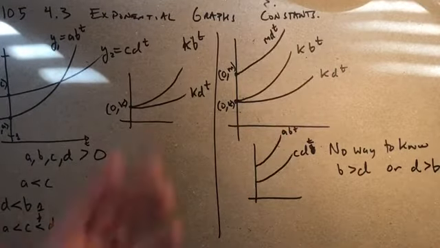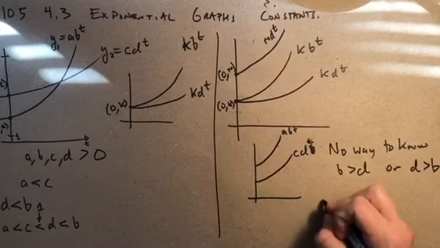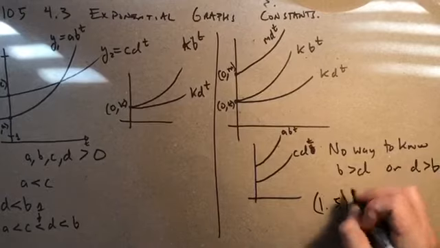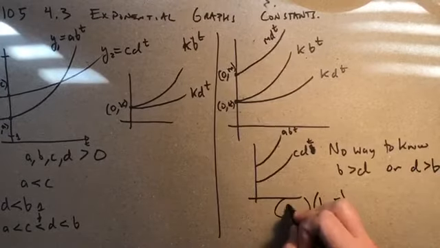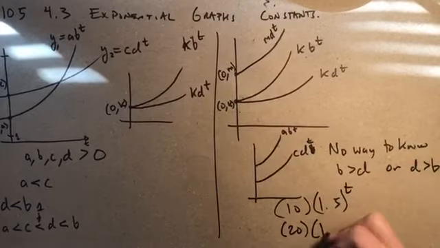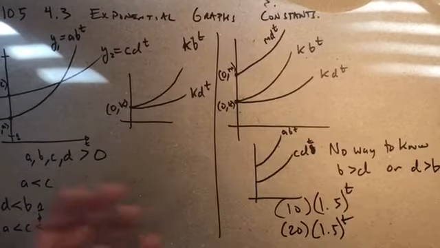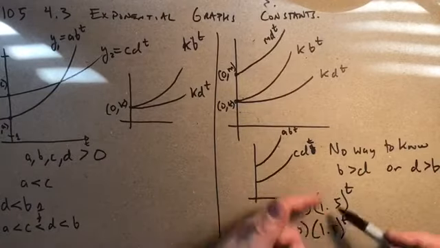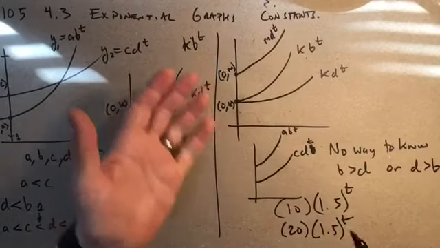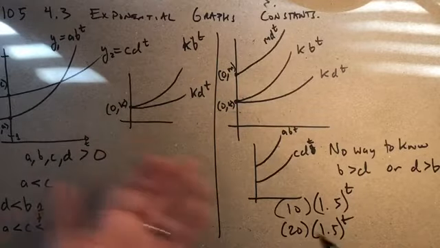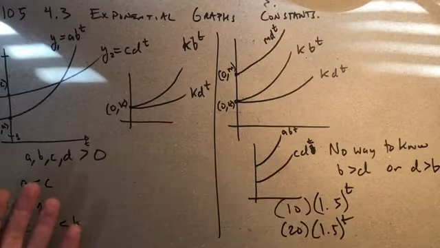You can see this on Desmos as well. Enter in 1.5 as your growth factor, and then start out with an initial value of 10 and an initial value of 20, each times 1.5 to the t. You'll see that these two are not parallel to one another, and that even though we have the exact same growth factor, we can't tell which one is bigger than the other, just the way things are. In fact, in this case, they're going to be exactly the same.